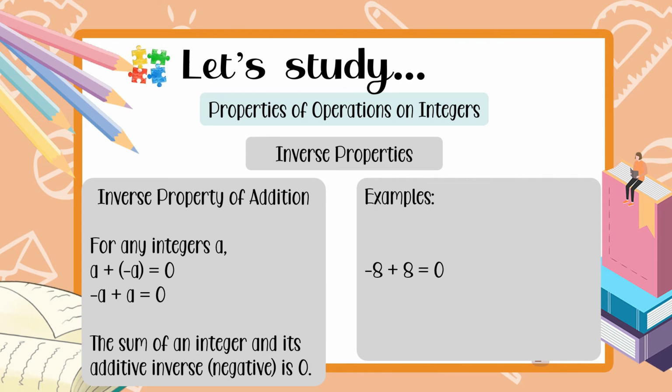So, si negative 8, pag inadd natin si negative 8 and yung kanyang opposite na positive 8, the answer is always 0. If we add negative 165 and 165, magkabaliktad, isang negative, isang positive, the sum is 0. If we add negative 1 kay positive 1, the sum is 0. So, that is inverse property.